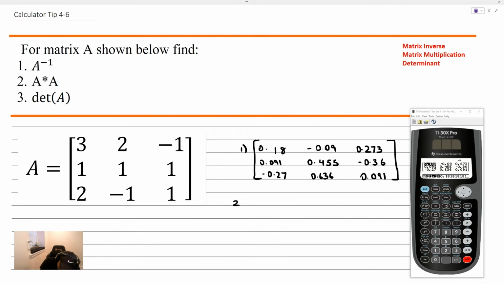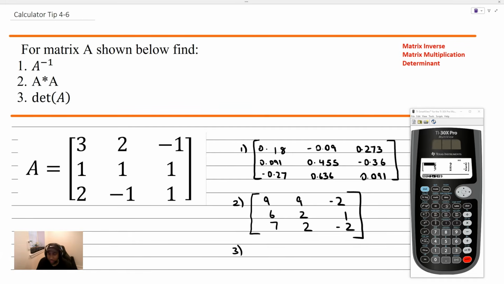What about for the second part? We need to find A multiplied by A. So you can quit out of this. And what you're going to go to is, again, to access that matrix, we click second matrix here. We just do matrix A multiplying second matrix A. And we get the product of those two matrices. So that's the answer to question 2.